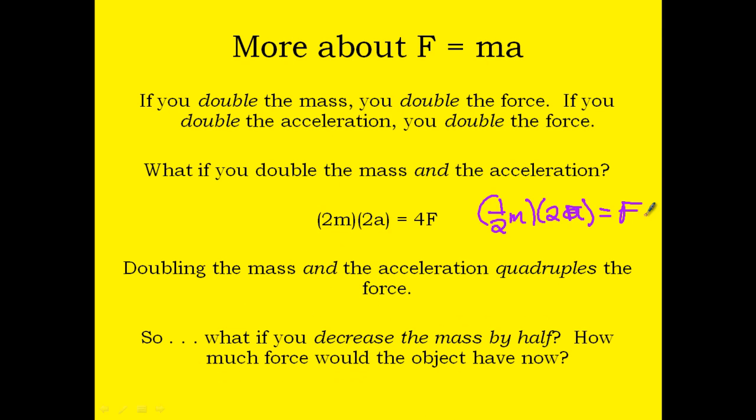So what if you decrease the mass by half? Well, actually I did decrease mass and increase acceleration. So let's just decrease the mass. So you have 1/2 mass times acceleration. Since they're directly proportional, you're going to have 1/2 the force.